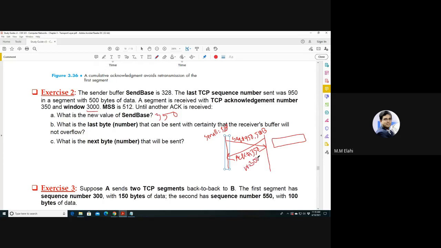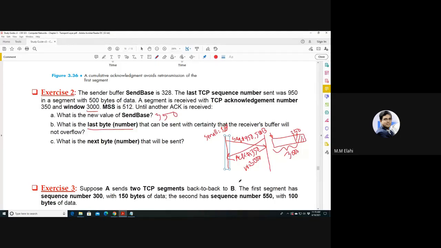That means after receiving up to 350, the remaining free space in the receiver's buffer is 3000, right? Yes, sir. So what is the last byte number? That means what is this number? 3350. Right, 3350. Just add these two, you will get the last byte number. And what is the next byte number?